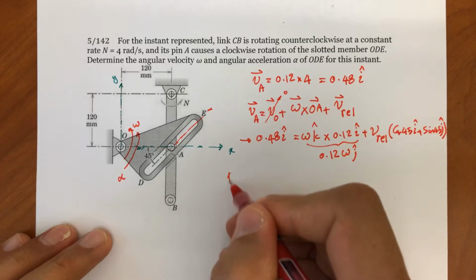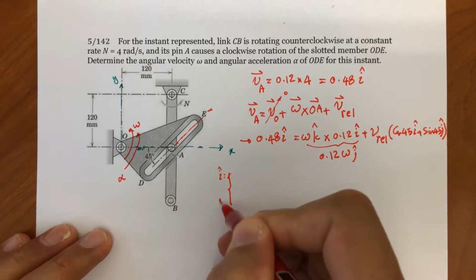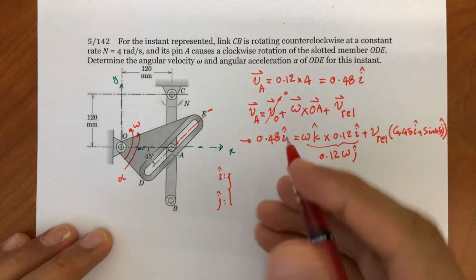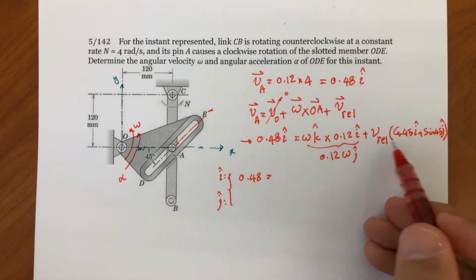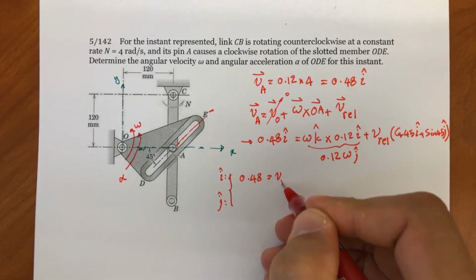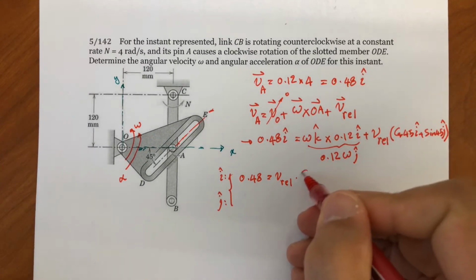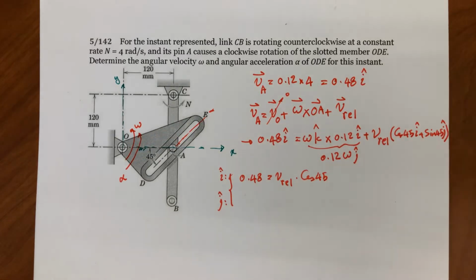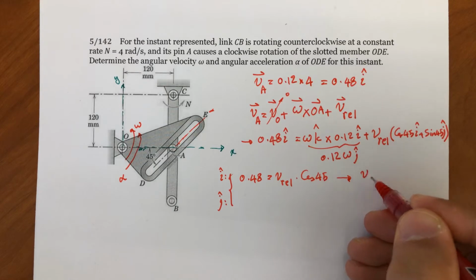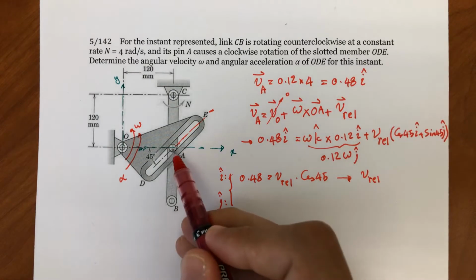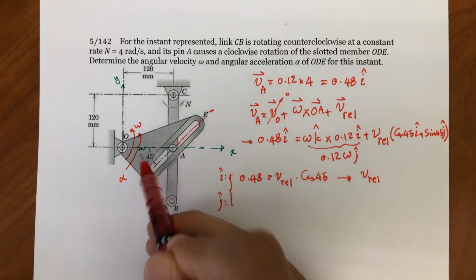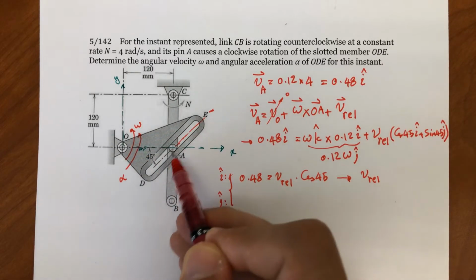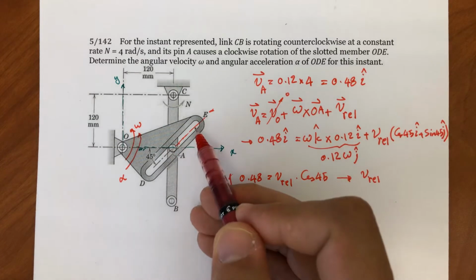Now, if I separate I and J terms, for I, I have 0.48 here. On the other side of the equation, I have only this one, V rail times cosine of 45. So from this equation, I'm going to be able to find the relative velocity. The relative velocity of this pin in the xy coordinate. Again, it means if you sit on this sector and look at A, you're going to see it is moving with this velocity in this direction.